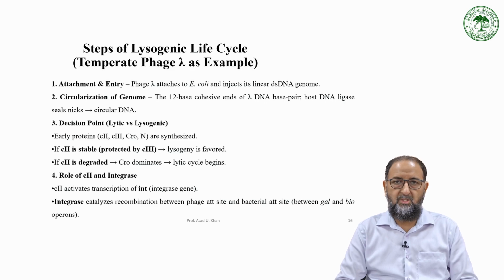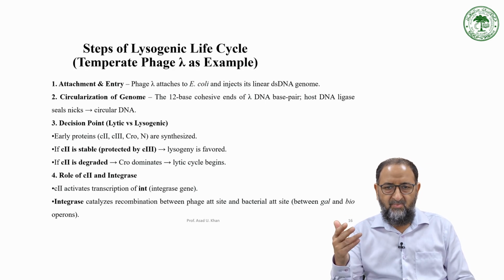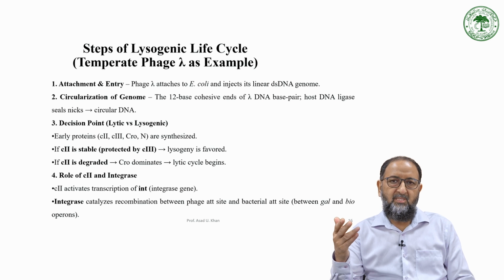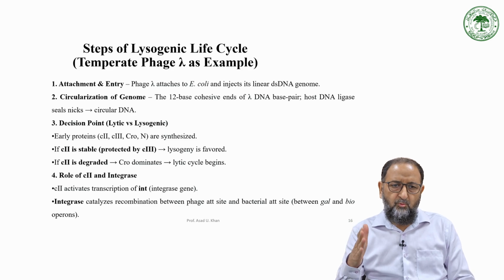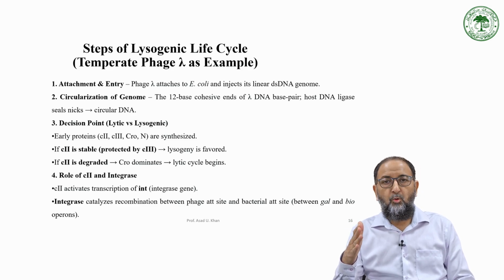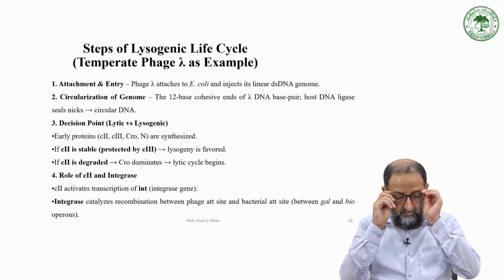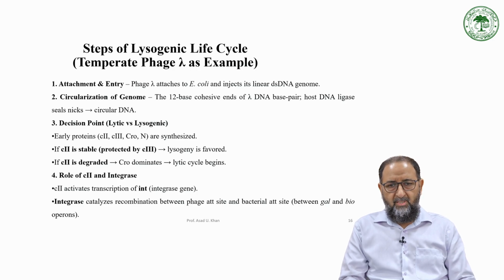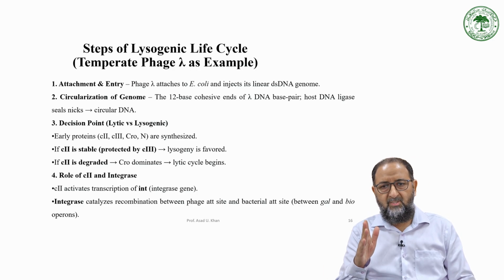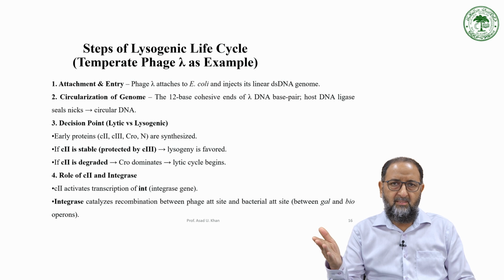For example, if C2 is stable, protected by C3, we say lysogeny is favored. It means the lytic induction is stopped; it suppresses the lytic induction. And if C2 is degraded, then CRO dominates, which means the lytic induction begins. So if C2 is degraded, CRO dominates, and this CRO suppresses the lysogenic proteins, and so the lytic cycle starts and induction takes place.